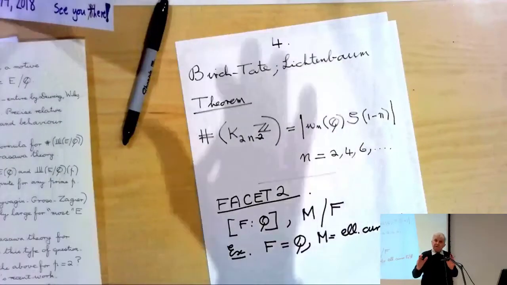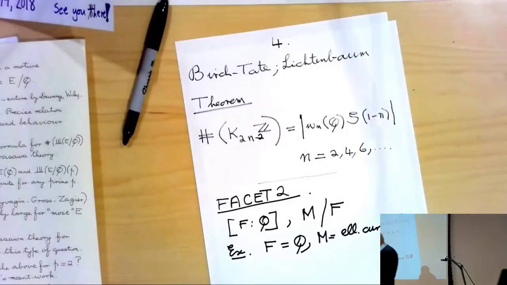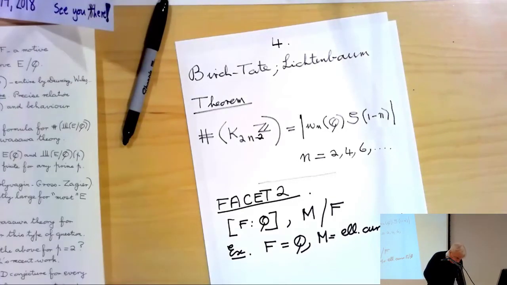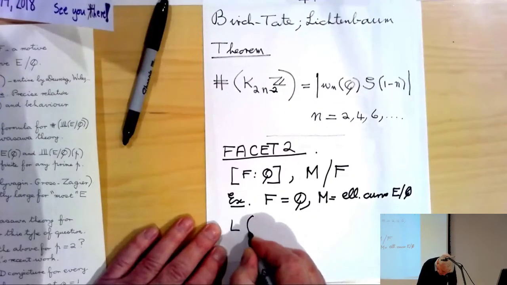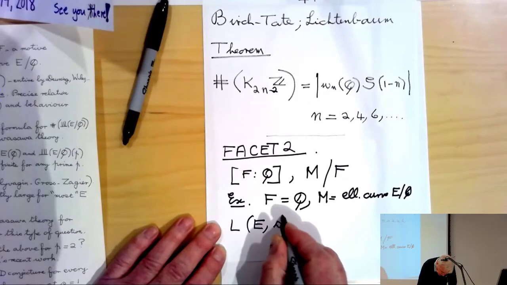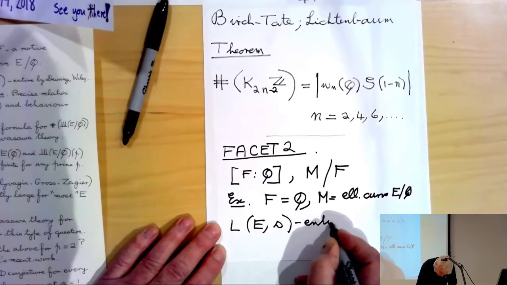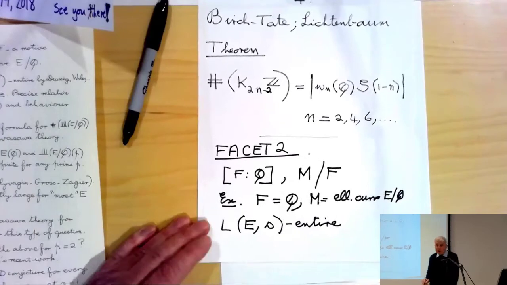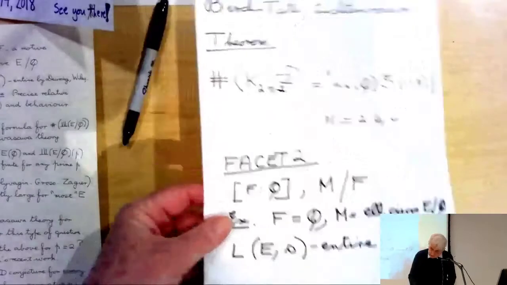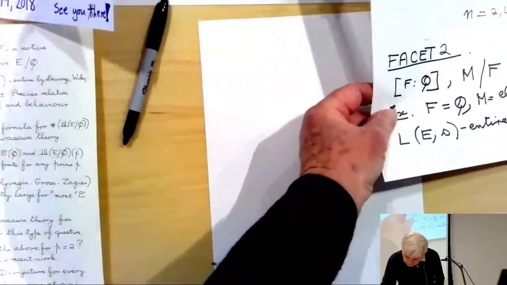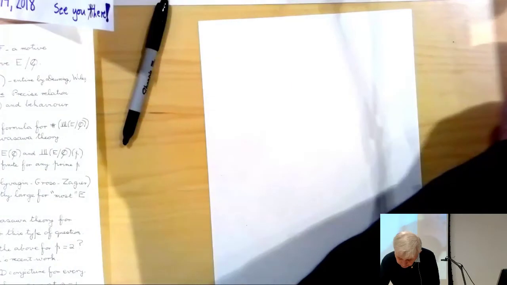Anyway, the point is there's an exact formula for the order of the K group in terms of these zeta values, and we prove it using Iwasawa theory at every prime p. Now, of course, our elliptic curve has a complex L function, L_E(s), which is entire. This is, of course, in the CM case, the theorem of Deuring, and in the non-CM case, the theorem of Wiles.